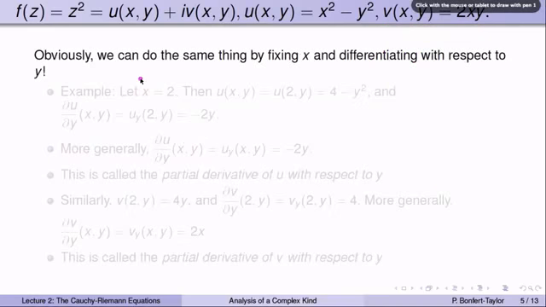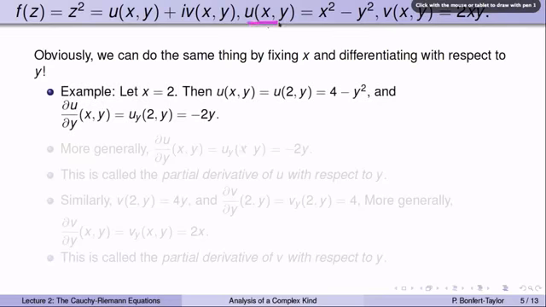Obviously, we can do the same thing by fixing x and differentiating with respect to y. For example, when x is equal to 2, then u of x, y is u of 2, y, which is 4 minus y squared. And the derivative of 4 minus y squared with respect to y is minus 2y. This is the regular derivative from calculus.